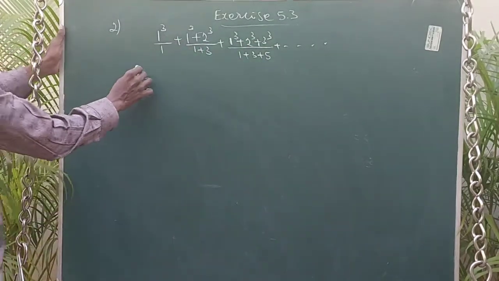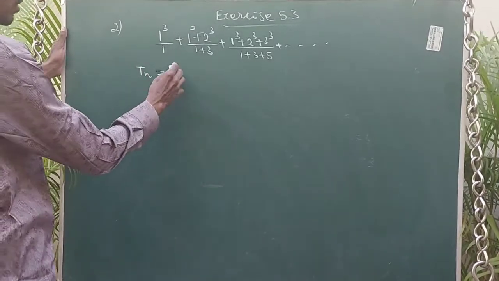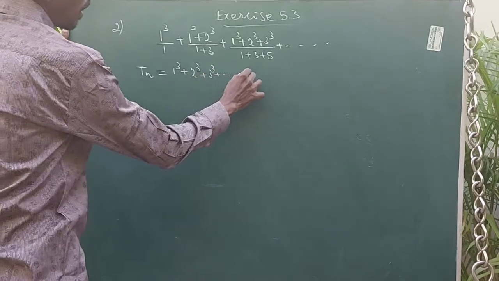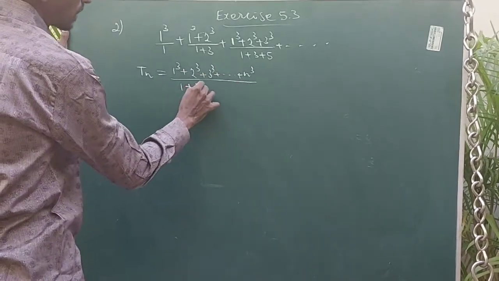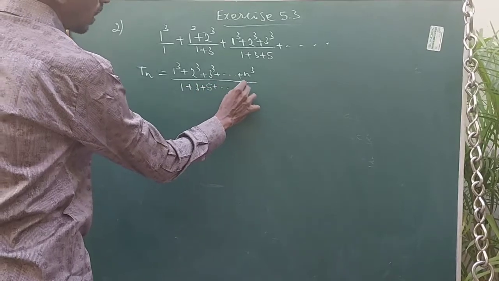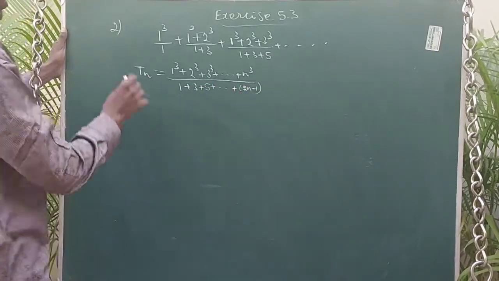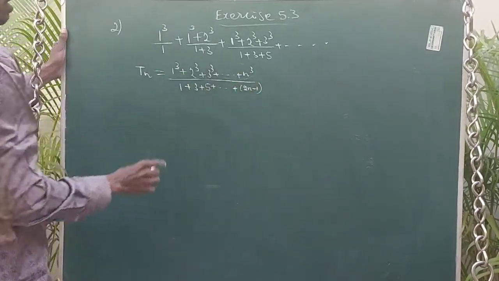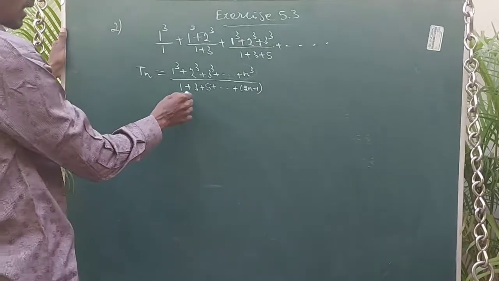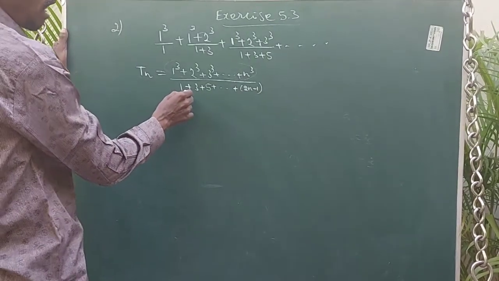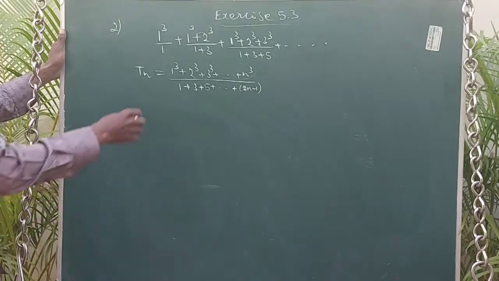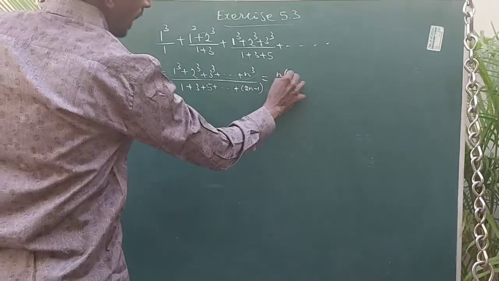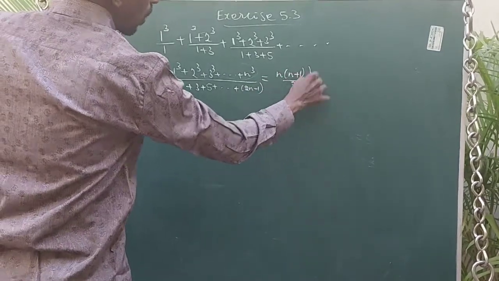If we consider the nth term of this series, it must be 1 cube plus 2 cube plus 3 cube plus etc. n cube by 1 plus 3 plus 5 plus etc. 2n minus 1. That means the numerator is the sum of the cubes of the first n natural numbers, and the denominator is the sum of the first n odd natural numbers. The sum of the cubes of the first n natural numbers, we already know, is n into n plus 1 by 2 the whole square.